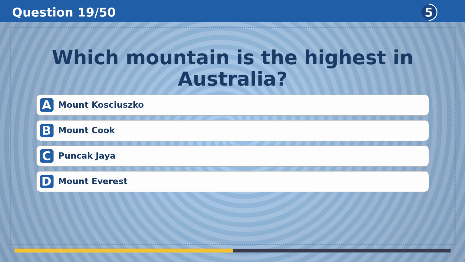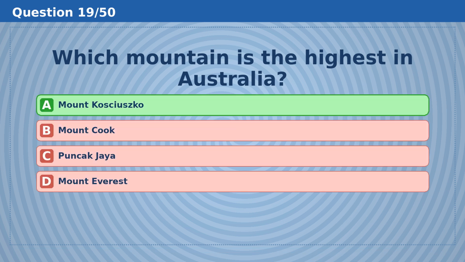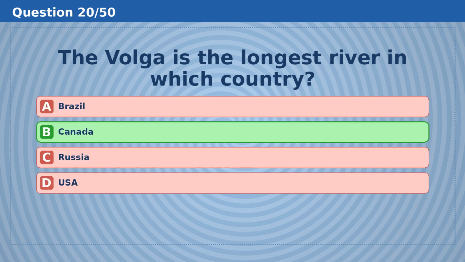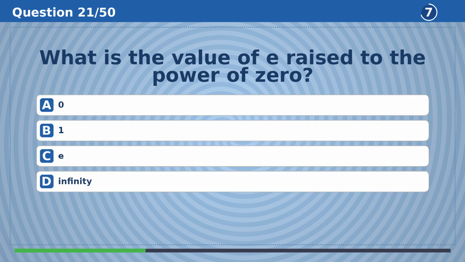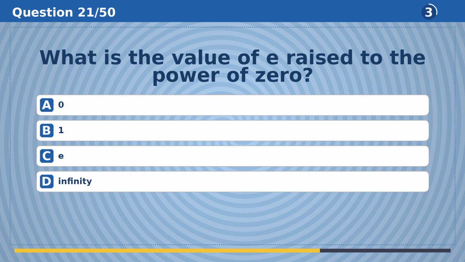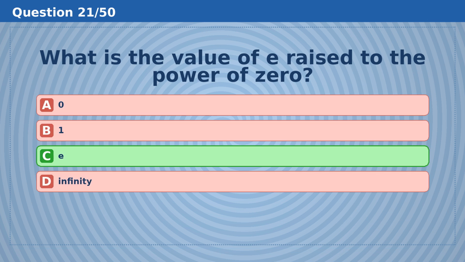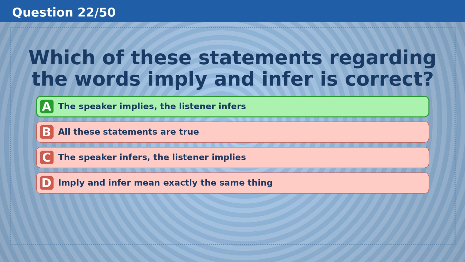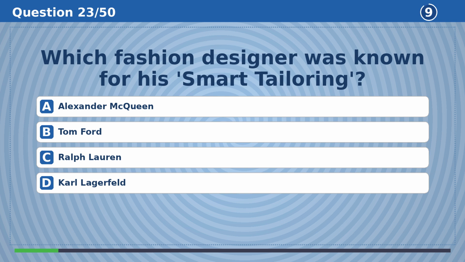Which mountain is the highest in Australia? The answer is A, Mount Kosciuszko. The Volga is the longest river in which country? The answer is B, Canada. What is the value of e raised to the power of 0? The answer is C, e. Which of these statements regarding the words imply and infer is correct? The answer is A. The speaker implies, the listener infers.